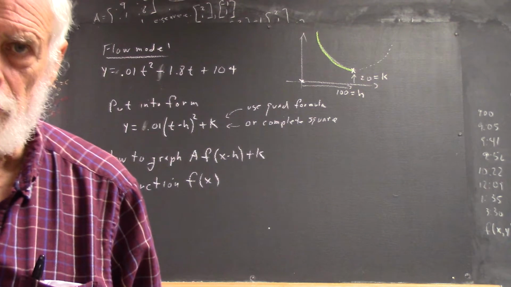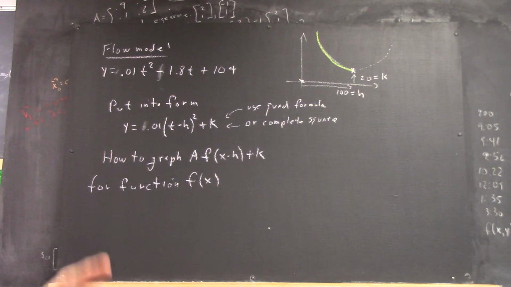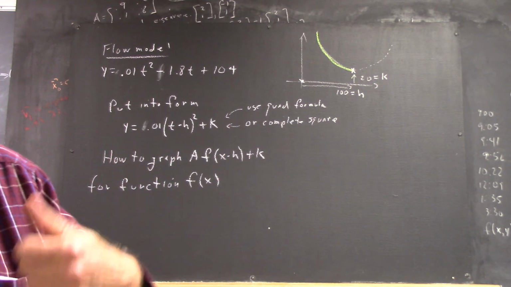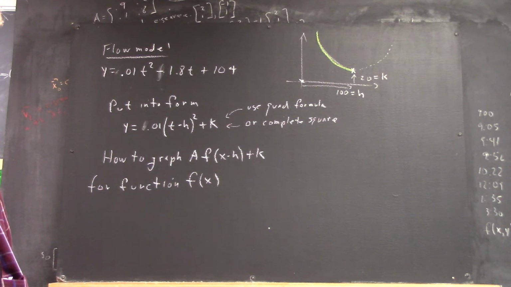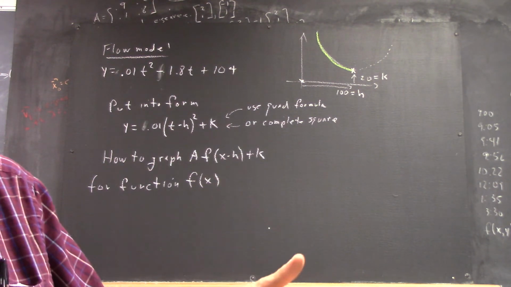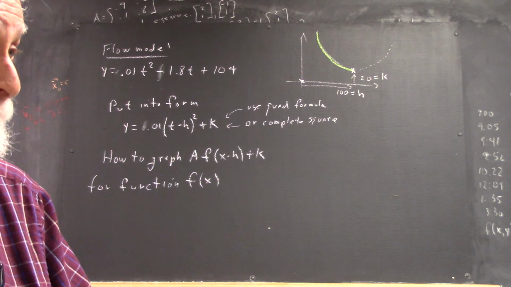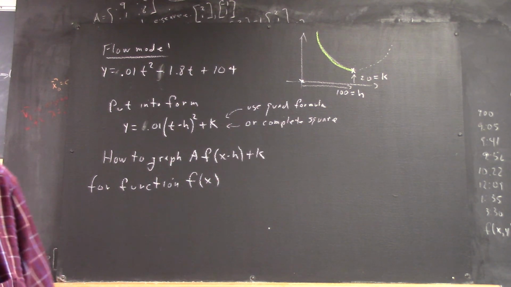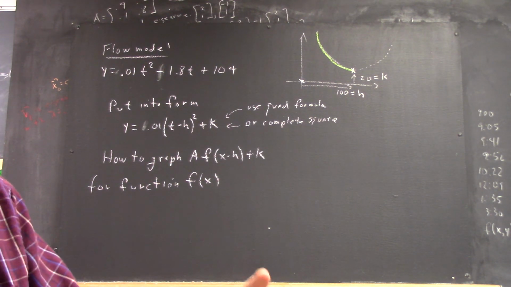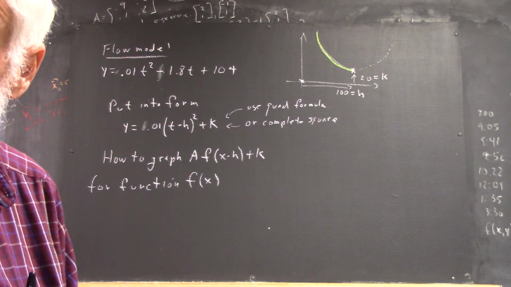So I'm going to talk again about vertical shifts, vertical stretches, and horizontal shifts. We've talked about vertical shifts and vertical stretches. Those are easy to understand. Horizontal shifts aren't that hard if you remember the rule, but the rule goes in the direction opposite the direction you think it's going to go.